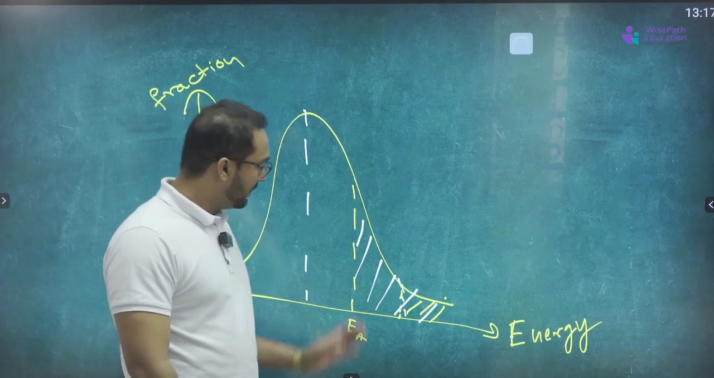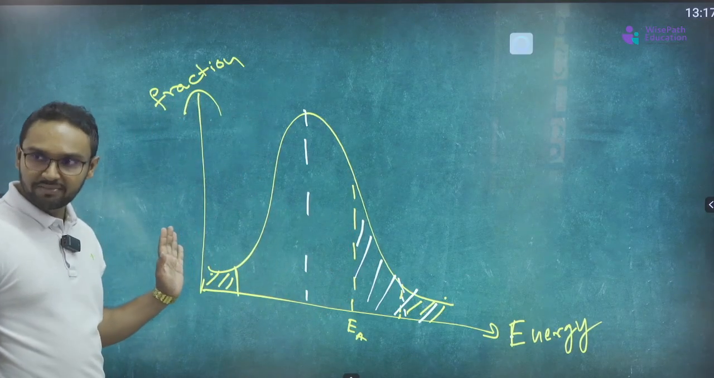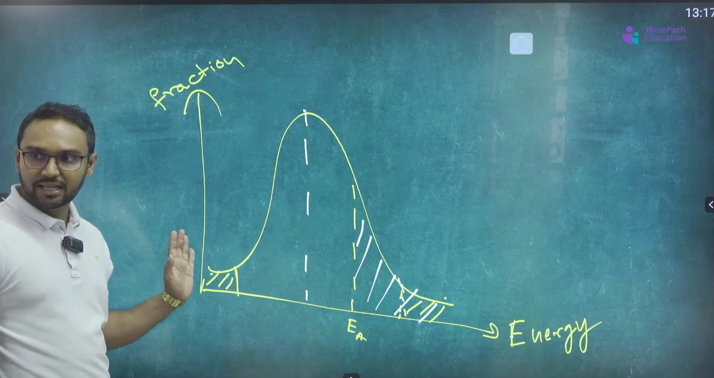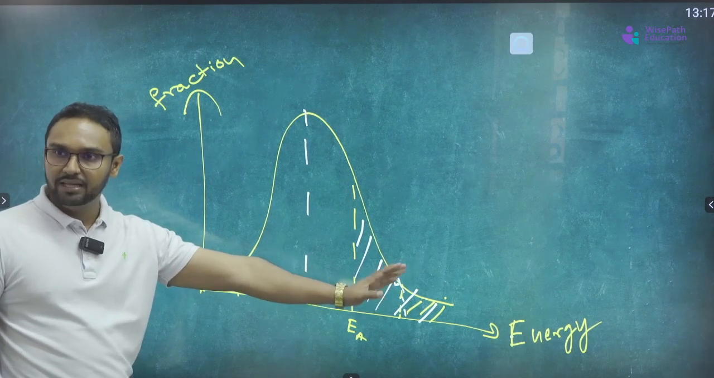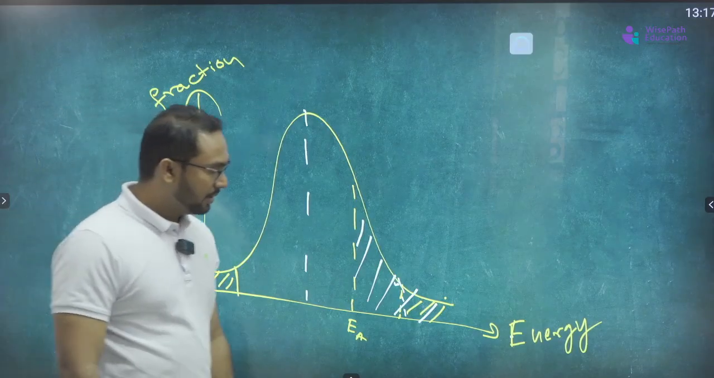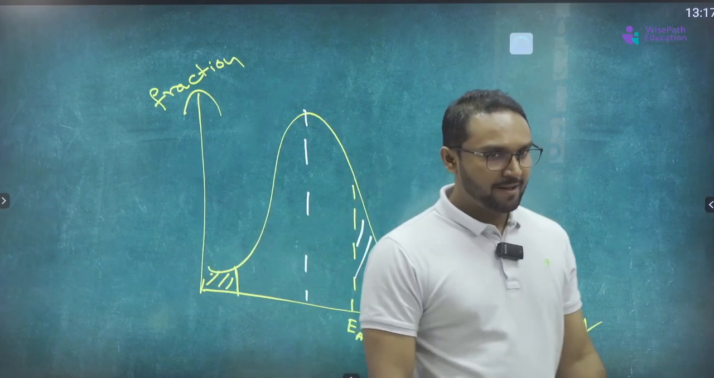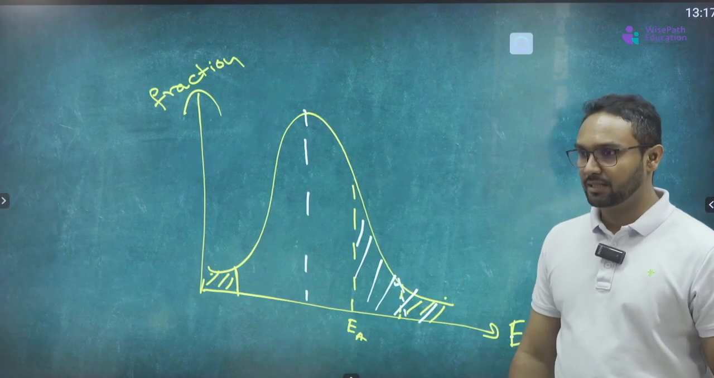Then this portion is the fraction that cannot react, because they don't have enough energy for the activation energy. These ones have more energy than the activation energy. They will react. Now this is the thing. When you increase the temperature, what will happen?